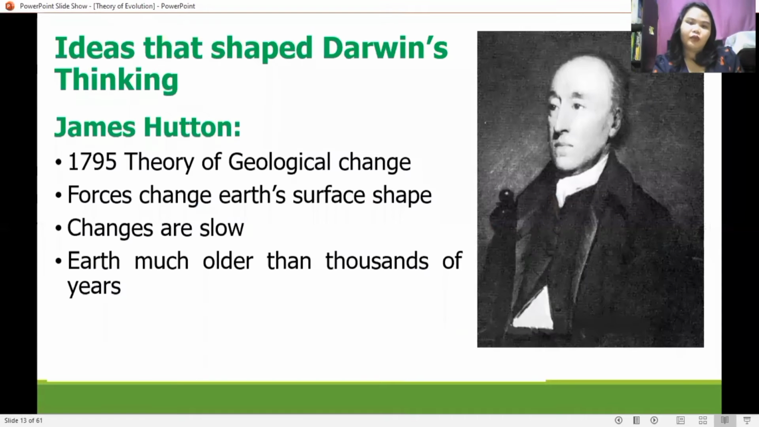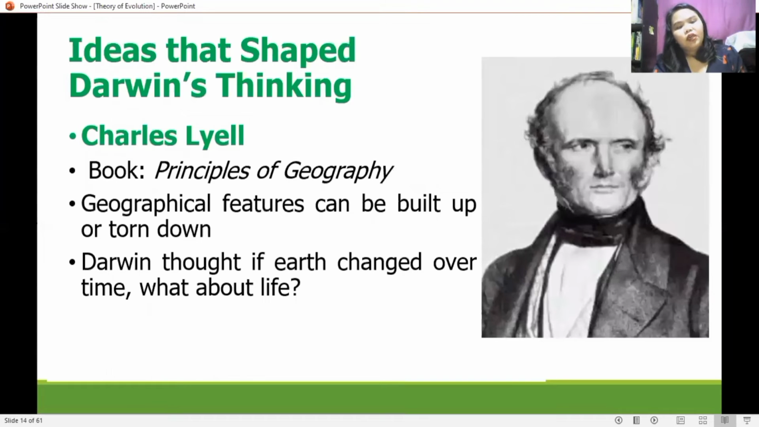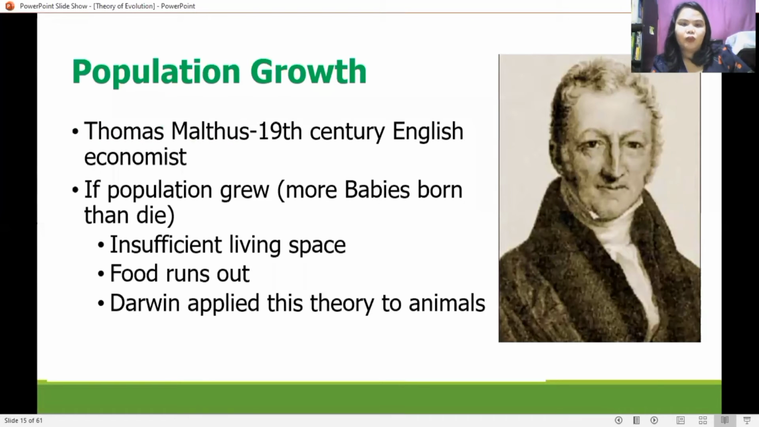These are the following persons. We have here James Hutton and Charles Lyell, wherein Darwin thought: if Earth changed over time, what about life? Then we have the population growth theory by Thomas Malthus, in which as the population grows, more babies are born than die, there will be competition for living space, there will be insufficient living space, and then food runs out. So Darwin applied this theory to animals.